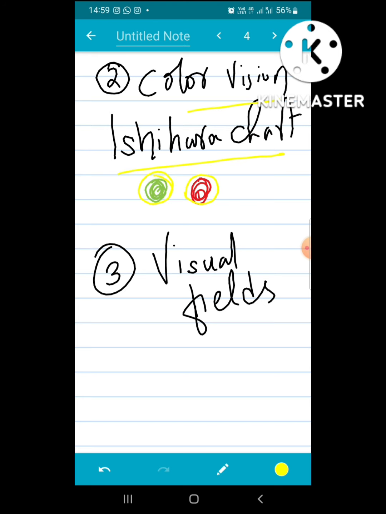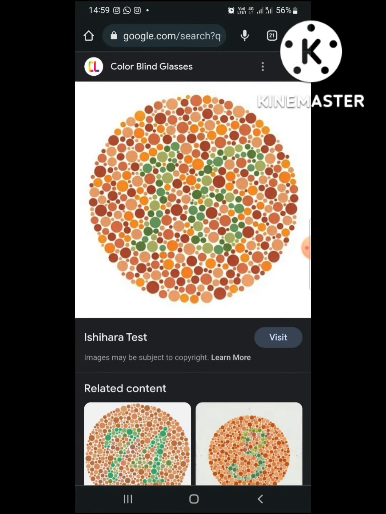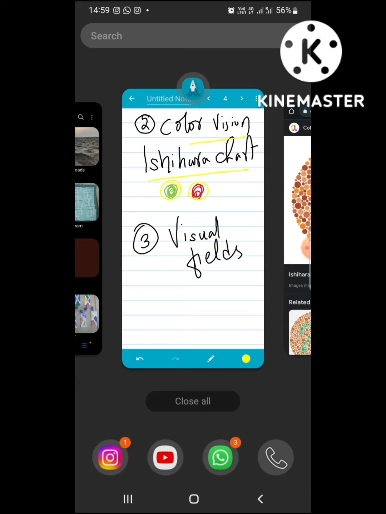Let me show you a picture of the Ishihara chart. The Ishihara chart looks something like this. You can see red and green color spots all over here. If the person is colorblind, he won't be able to tell the number here. So this is the Ishihara chart, which is for color.